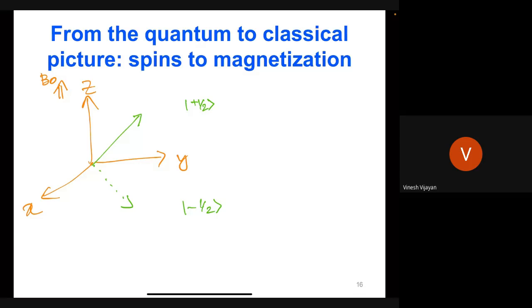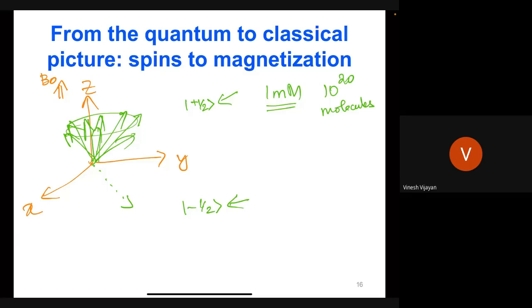Now we are just talking about a single spin that could end up spending its time either in the plus half state or the minus half state. When you take, let's say, a 1 millimolar solution of the sample, you have something to the tune of 10^20 molecules. So what this results in is that you have 10^20 vectors. Basically, each one of them ends up sampling alpha and beta states, once again with the population determined by the energy levels that are present.